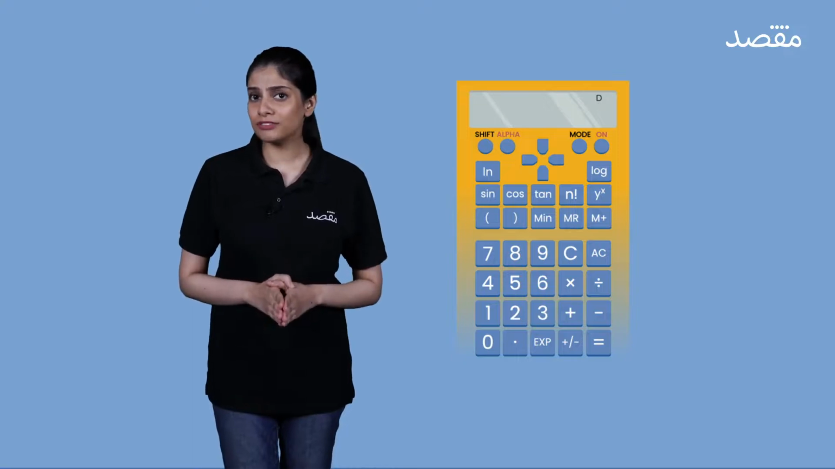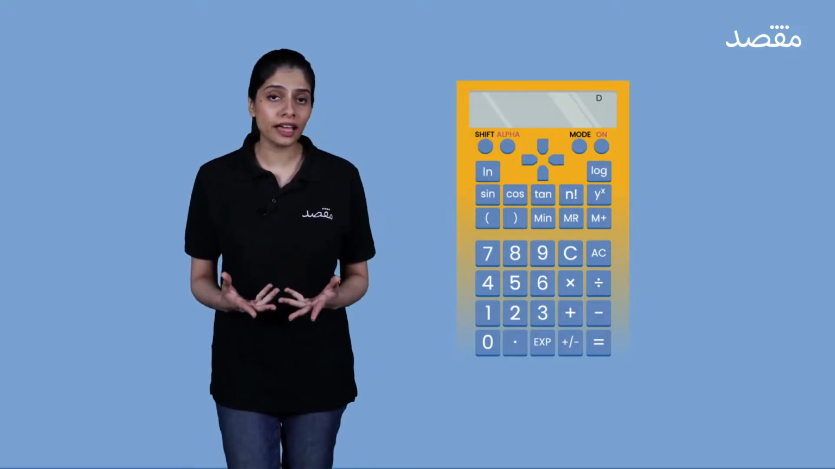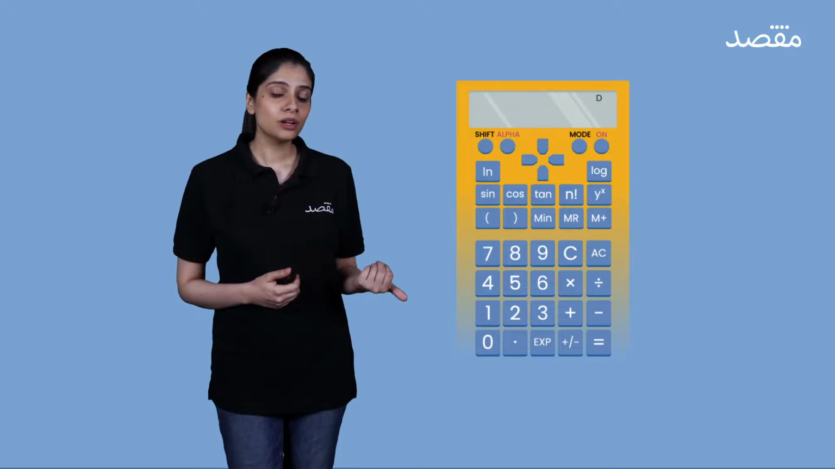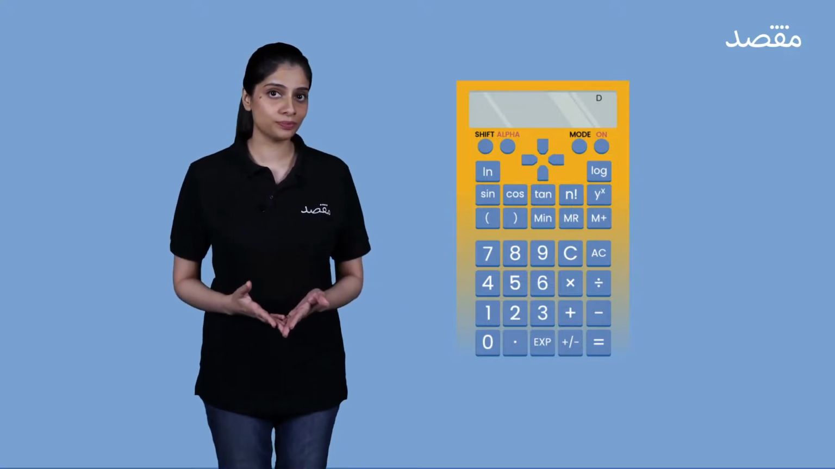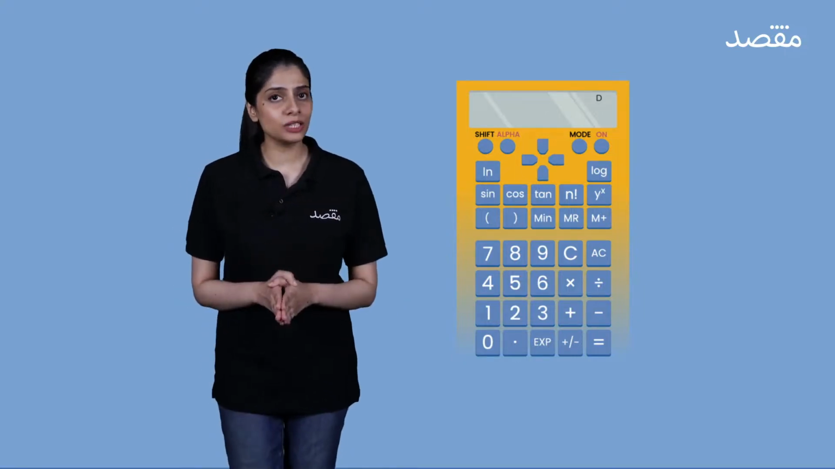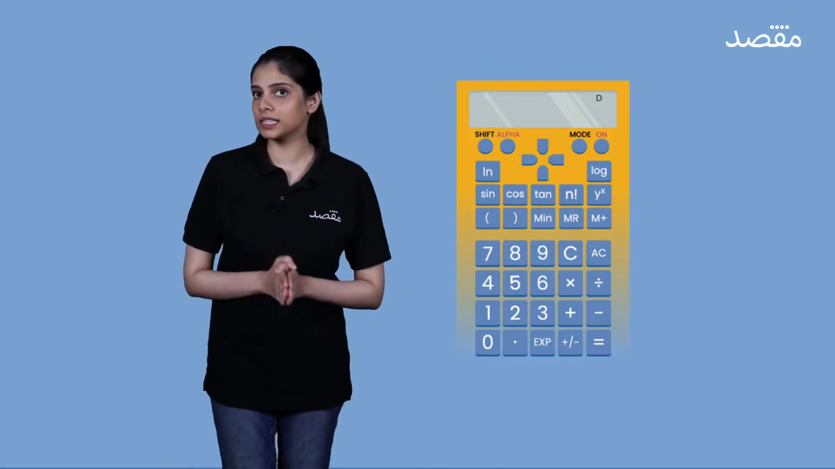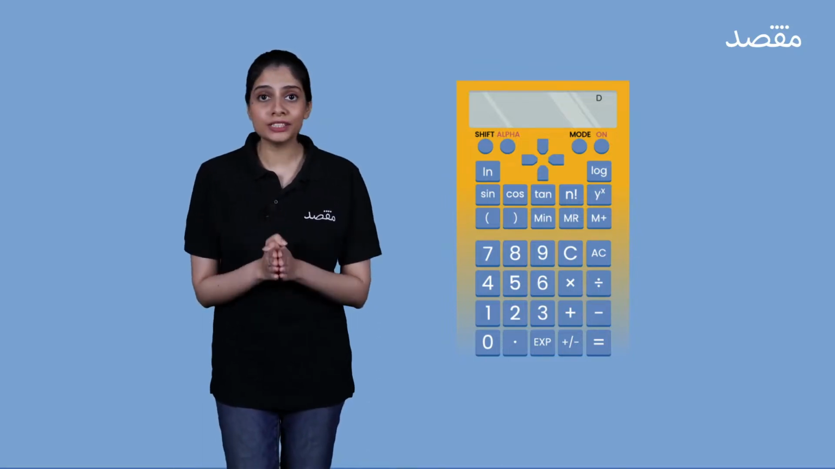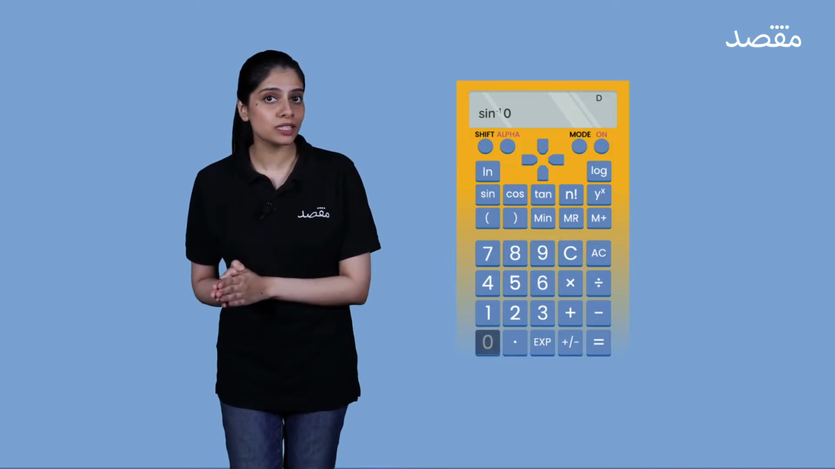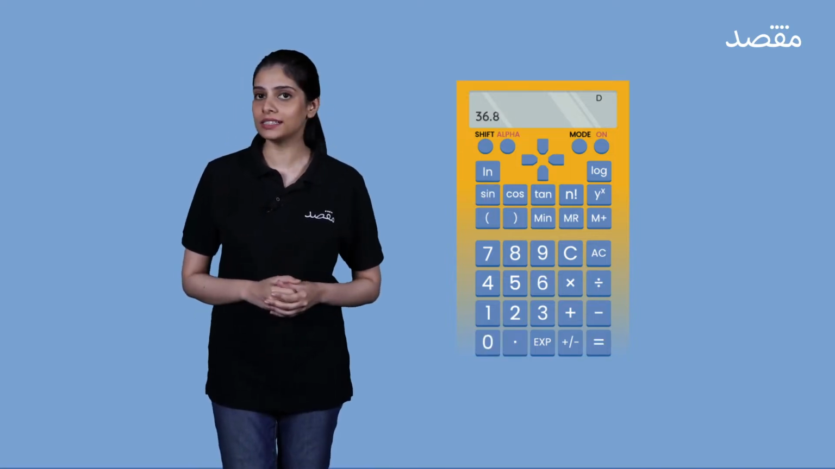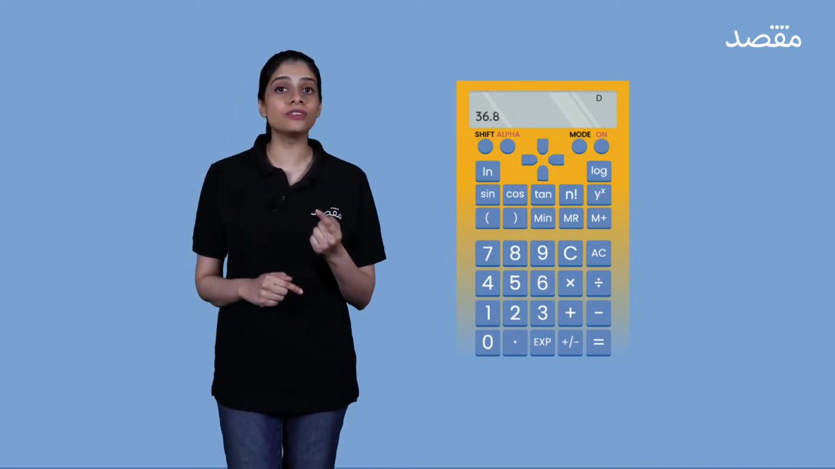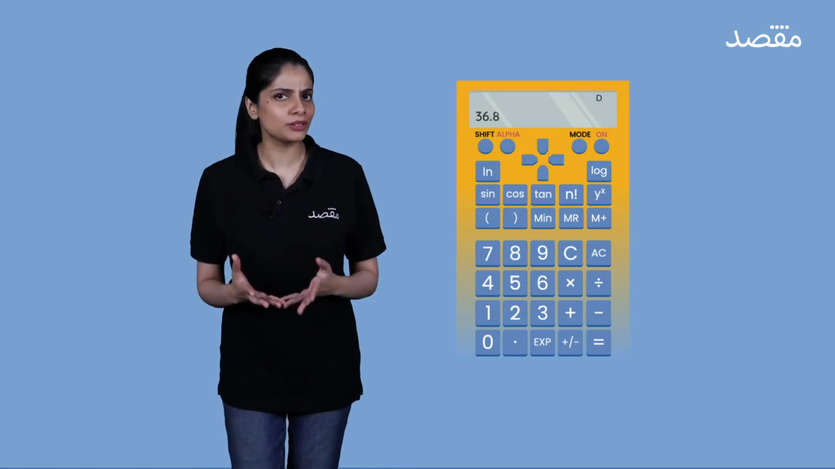But what if we have the value for a certain angle and we need to find that angle? Well, there is a way to find that also. Let's say we know sine theta is 0.6. On the calculator, we enter shift plus sine plus 0.6 and get 36.8 degrees. This is called sine inverse and we'll learn more about it in the next chapter.